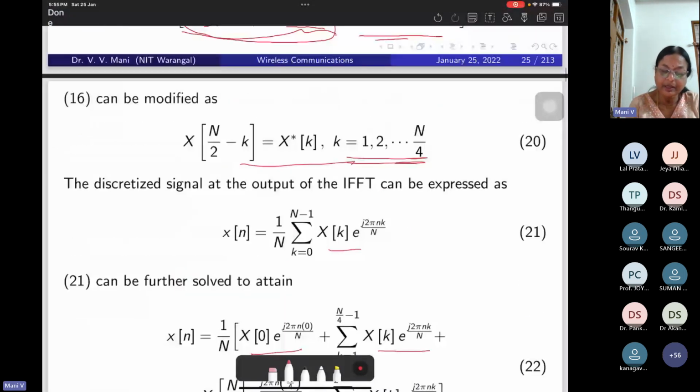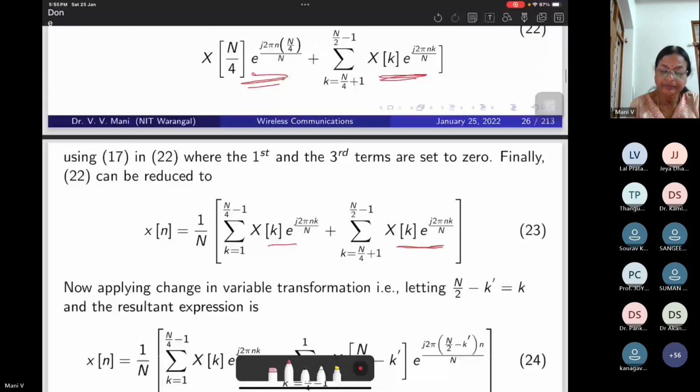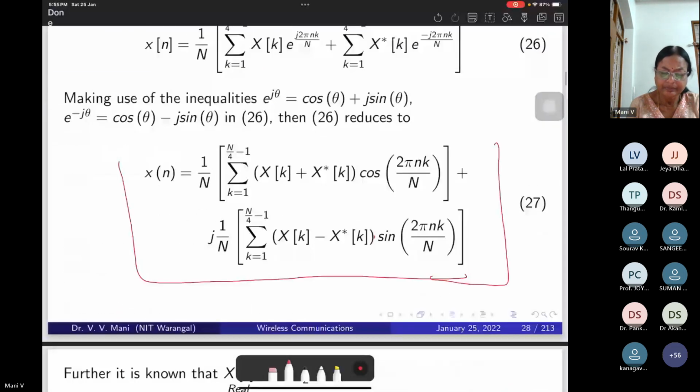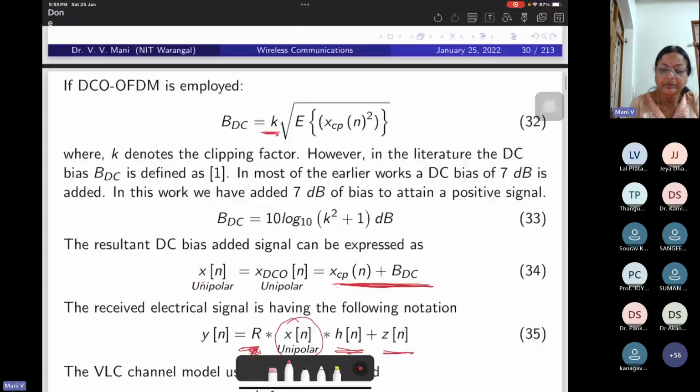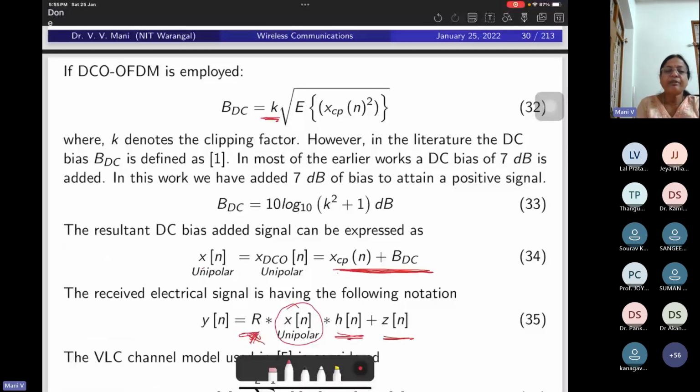Too much mathematics I don't want to explain. So we just concentrate on DCO-OFDM, which is very easy to understand. What I said for DCO-OFDM, after the Hermitian symmetry block and IFFT block, after receiving a signal from the IFFT block, to make it unipolar, we have to convert this bipolar format into unipolar format.